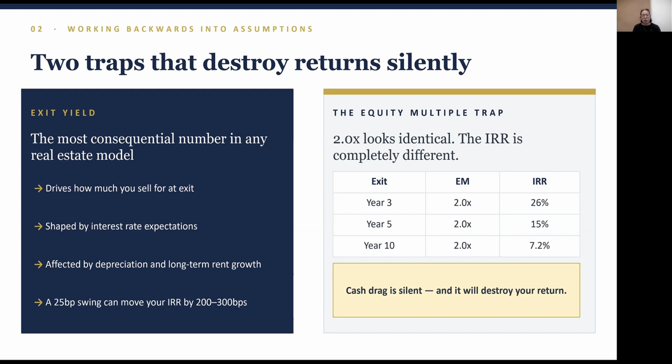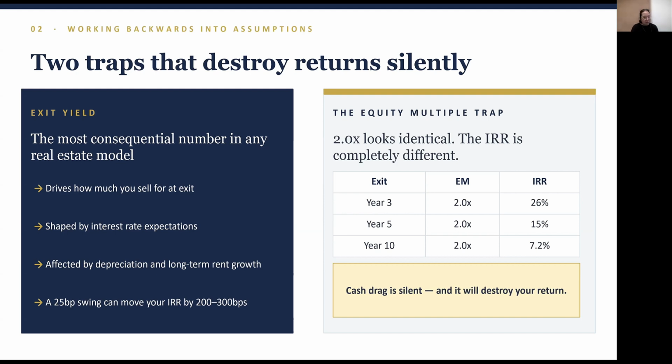So you need to understand what is shaping the exit yield. The exit yield is pretty much shaped by interest rate expectation. So you have to think about it as well: what do you think the interest rate is going to be? Because yields and interest rates are, I would say, 100% correlated. It's also affected by depreciation and long-term rental growth. So you also have to think about the impact of depreciation on your exit yield, because property will always depreciate. Land doesn't depreciate, but property will always depreciate.